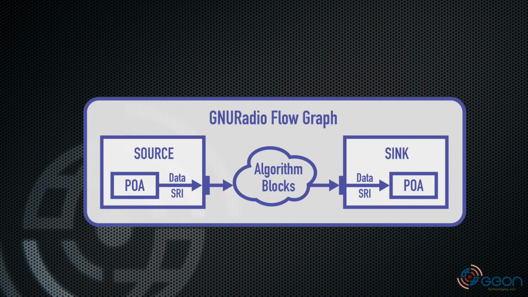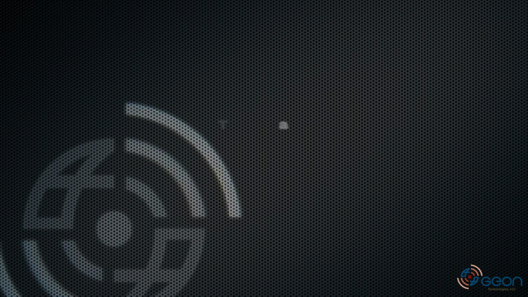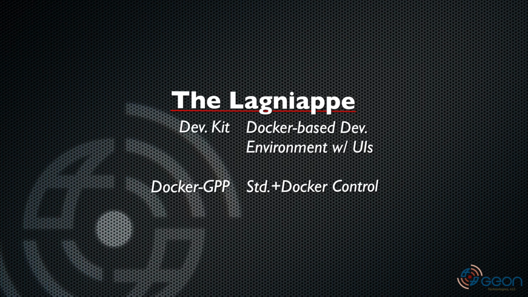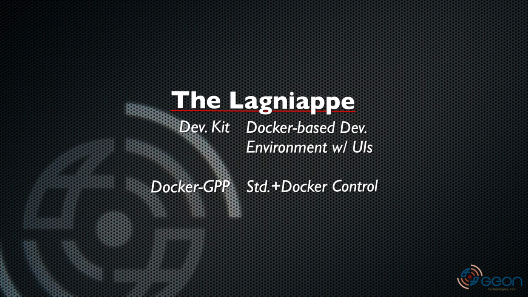Second, a conversion tool that reads the flow graph's GRC file and generates a REDHAWK component that wraps the flow graph, mapping used variables to properties and ports to ports. We also provide a full development capability as well as an extension to the REDHAWK general purpose processor that lets it run these new components in Docker containers. And this video is showing all of these features.